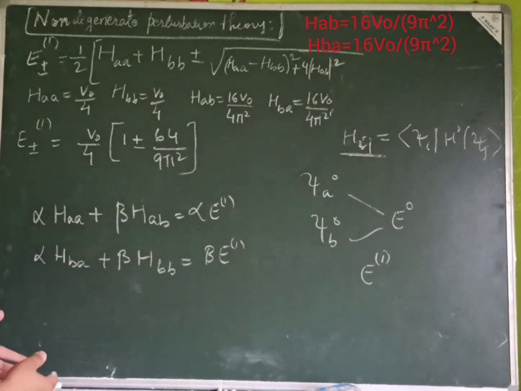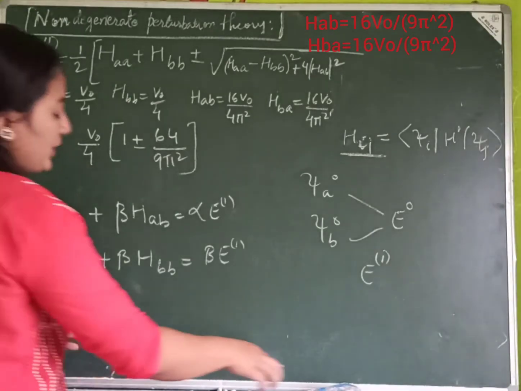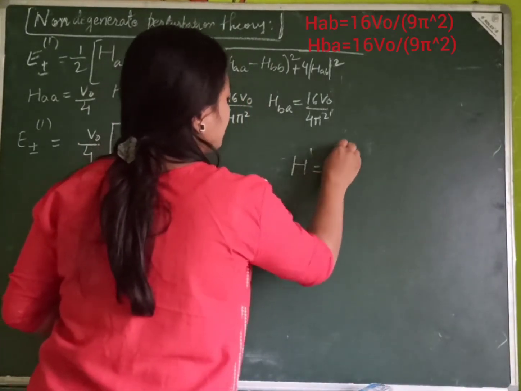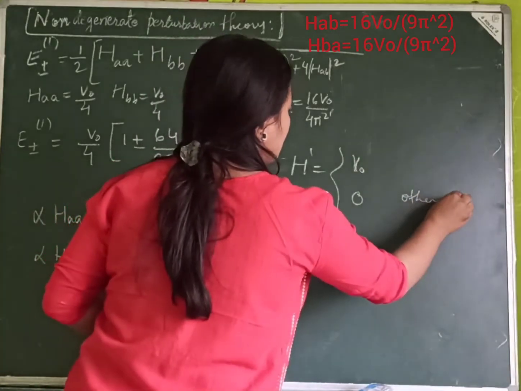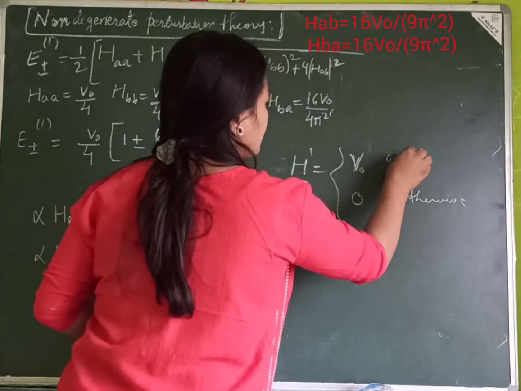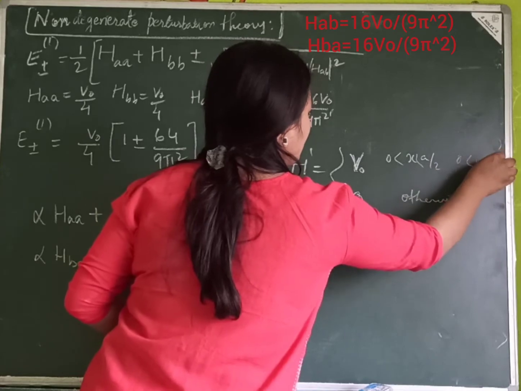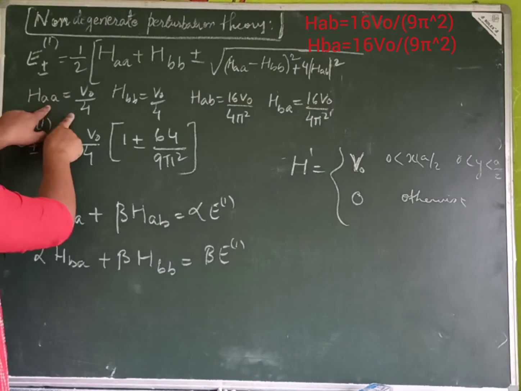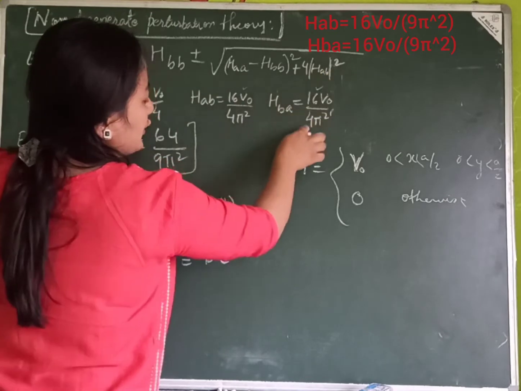We took one example, the 2D infinite square well, where H prime was V0 in the region between x and a by 2 and between y and a by 2, and 0 otherwise. Calculating the matrix elements, we found HAA to be V0 by 4, HBB to be V0 by 4, and HAB and HBA to be this.